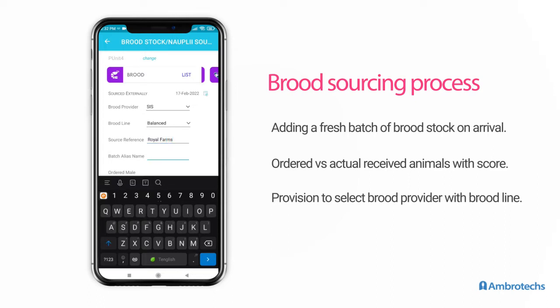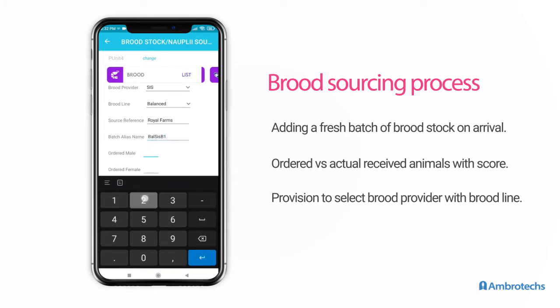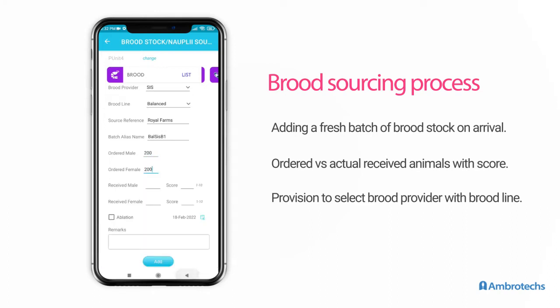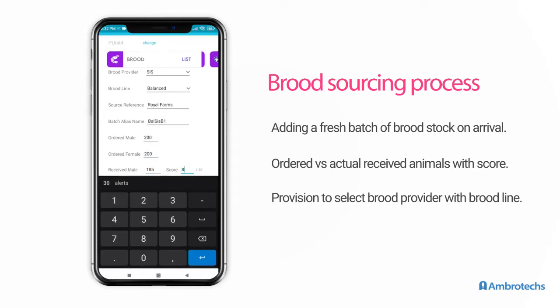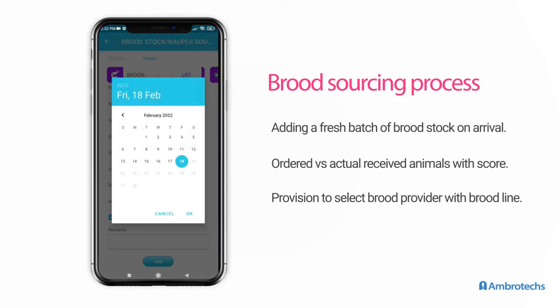Enter batch alias name. Enter ordered male quantity. Enter ordered female quantity. Enter received male quantity and score. Enter received female quantity and score.